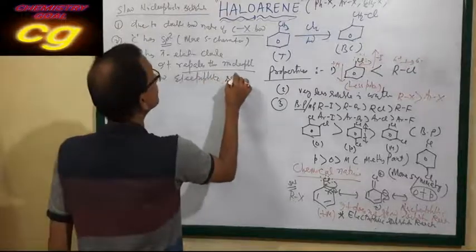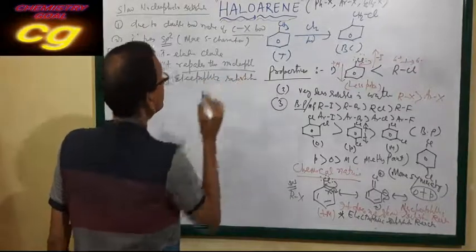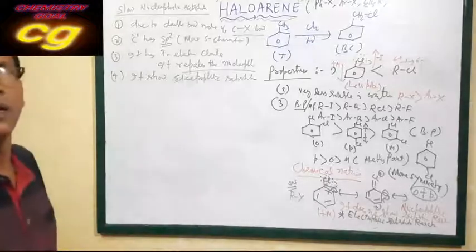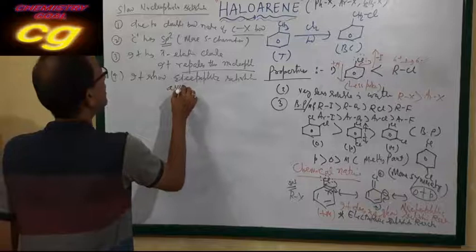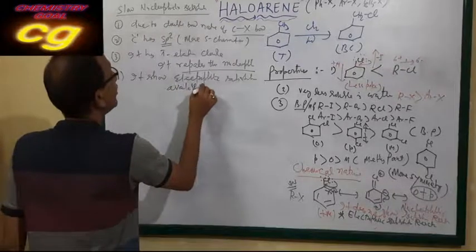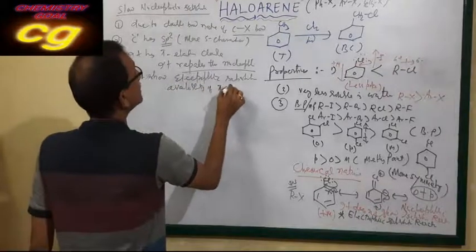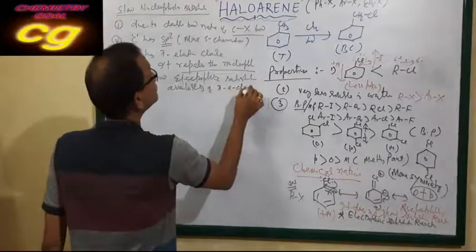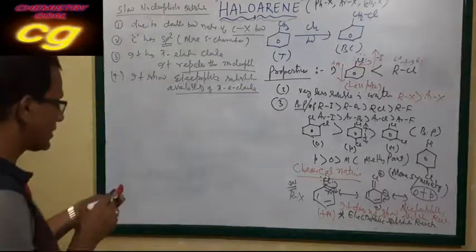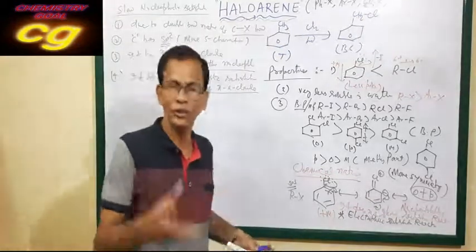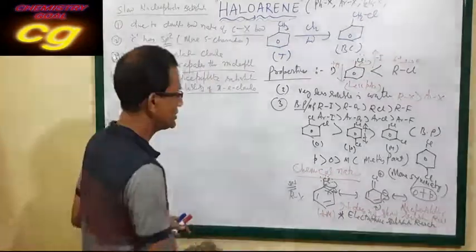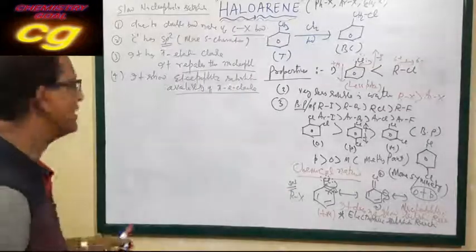Electrophilic substitution, because due to the availability of the pi electron cloud. As the pi electron cloud is available, it is attacked by the electrophile, because the electrophile is electron deficient, so it is easily attacked by benzene.